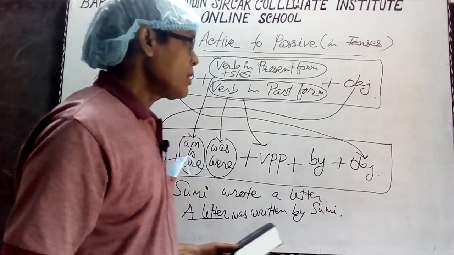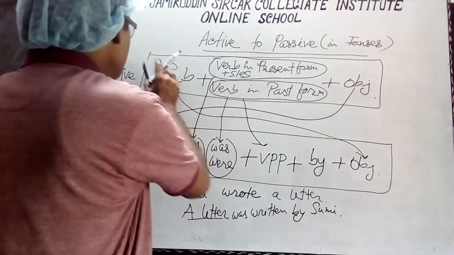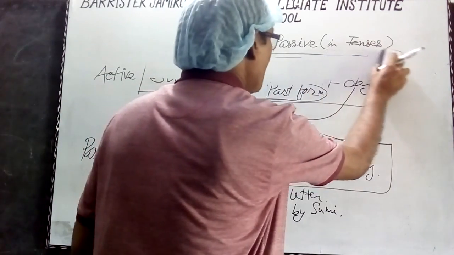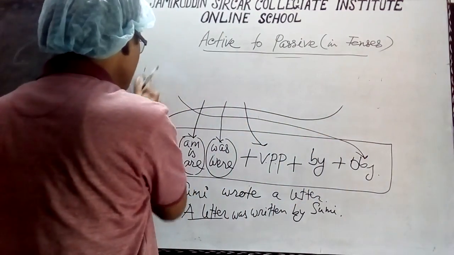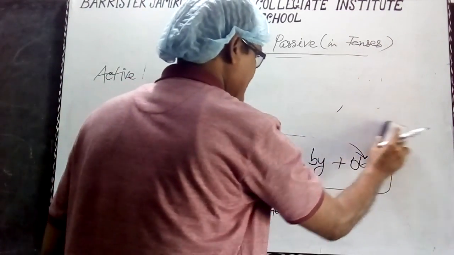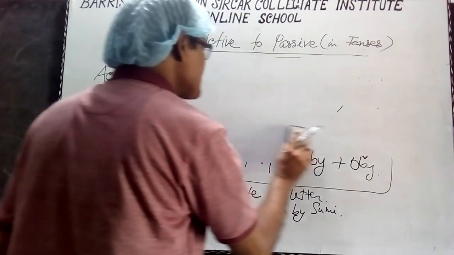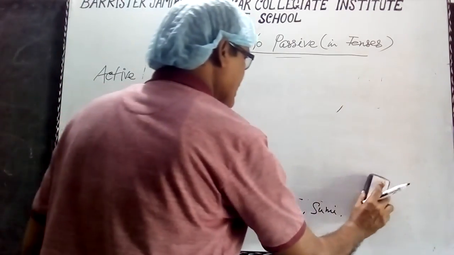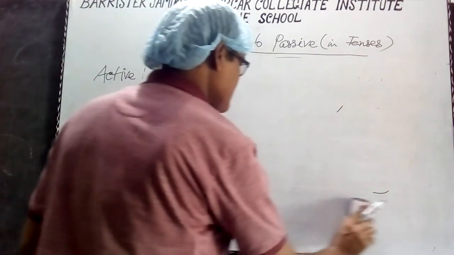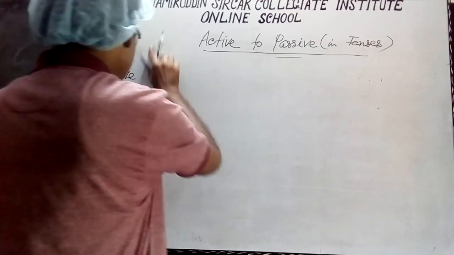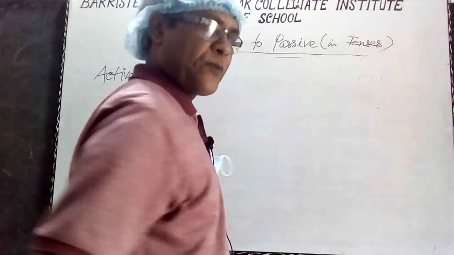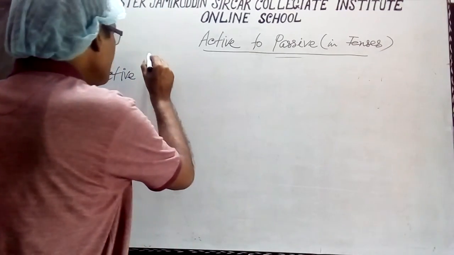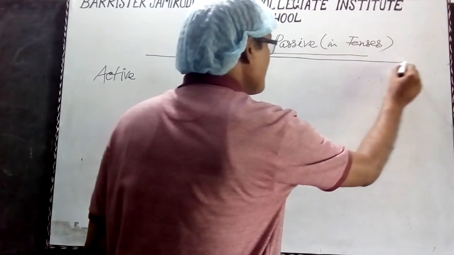This is the example. Let's see the other structure of continuous form. This is in the present indefinite and past indefinite, and we will discuss future indefinite later after the continuous and perfect form. So now let's see the structure of continuous form.